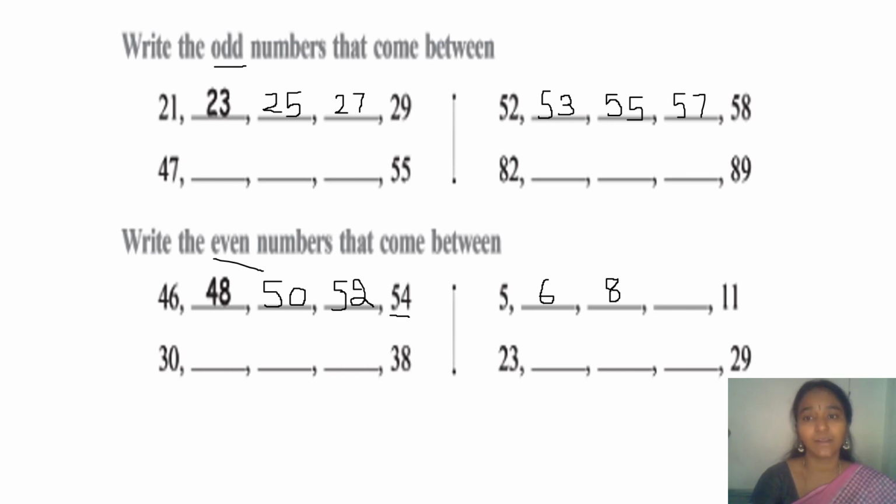After 9, 10 will come. Okay, 10 is an even, so I am writing 10 here. 11 is there. Okay. Now you have to write the even numbers that lie between 23 and 29. This is for your homework.